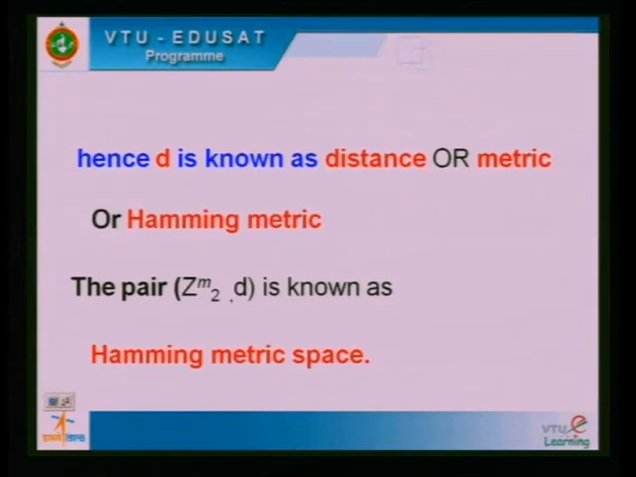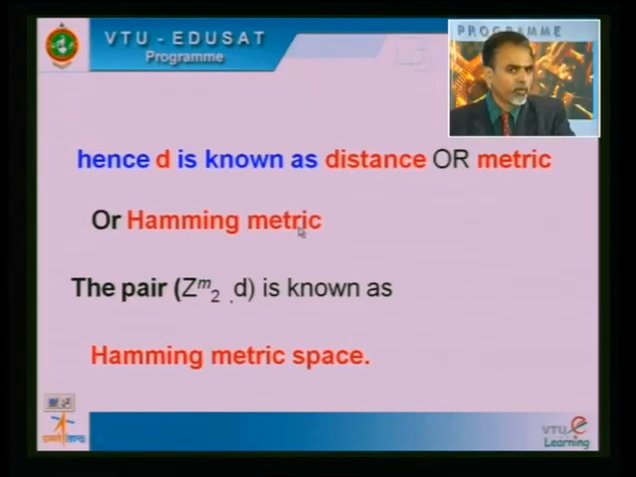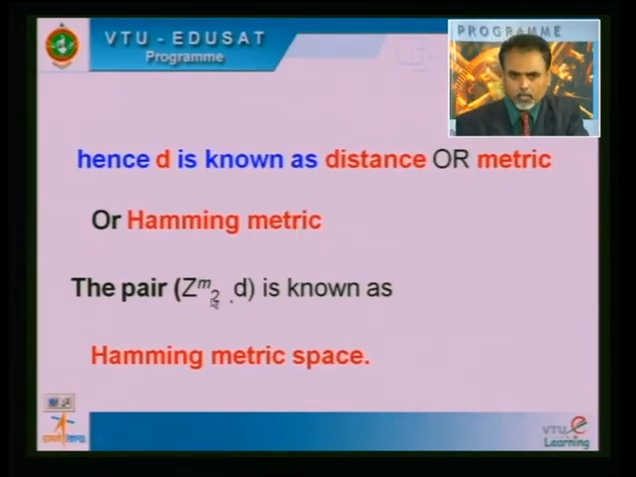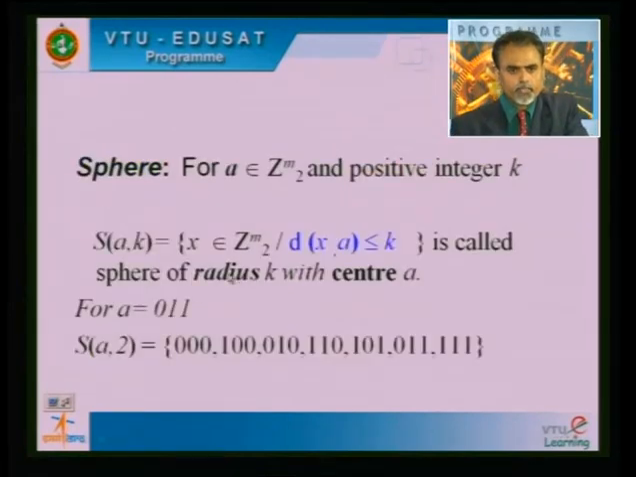So far what we discussed, the distance is also known as the Hamming metric. The Hamming metric is the distance defined so far like this: d of x, y equals the number of places where x and y are not the same. This pair, Z2 to the power m and d, is known as the Hamming metric space. A metric space is nothing but a space where distance is defined. In coding theory also we have this metric space.